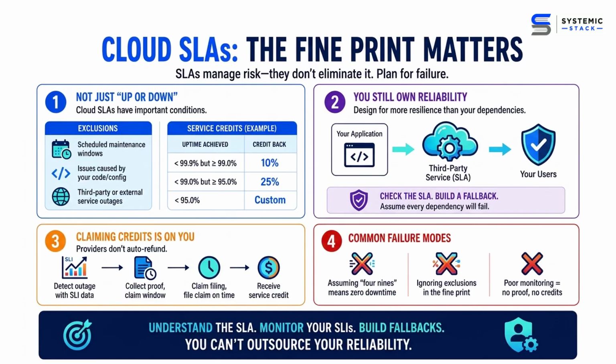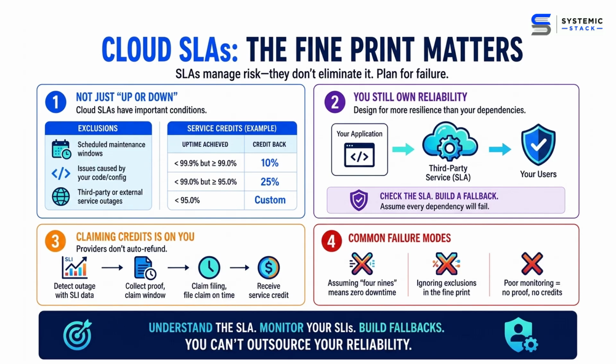To see how this works in the real world, we can look at a typical cloud SLA. If you read the fine print, you'll see it's rarely a simple up or down guarantee. They include exclusion clauses like scheduled maintenance or issues caused by the user's own code. They also define exactly how they calculate service credits. If the uptime drops below a certain point, you get 10% back. If it drops further, you get 25%. What matters here is that it shows that SLAs are about risk management, not just technical perfection.